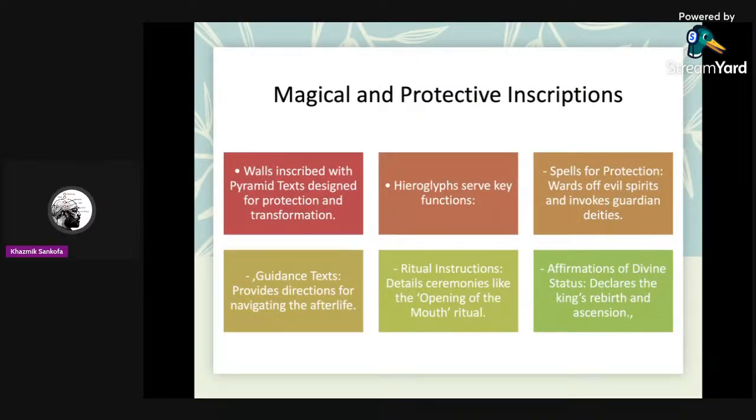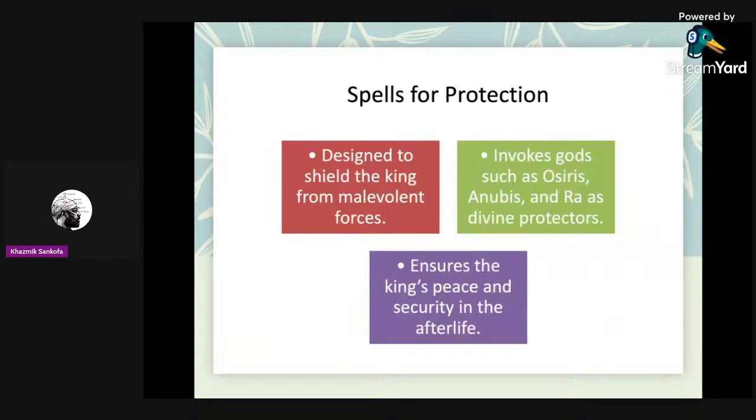So there are magical and protective inscriptions, right? The walls are inscribed with the pyramid texts, designed for protection and transformation. Hieroglyphs serve key functions, right? They can be spells for protection, guidance texts, ritual instructions, and affirmations of status. Those are the main functions of the pyramid texts: protection, guidance, instruction, and affirmation, right?